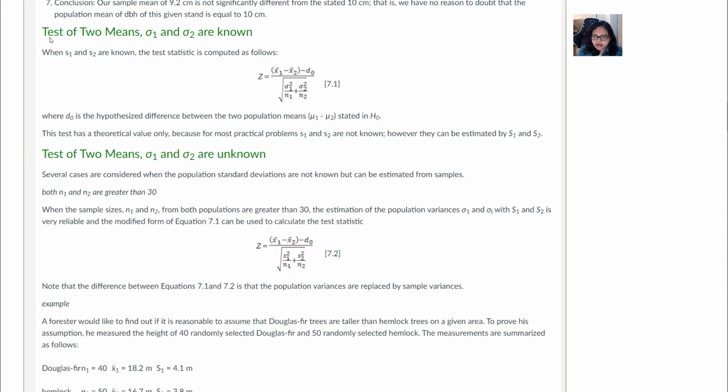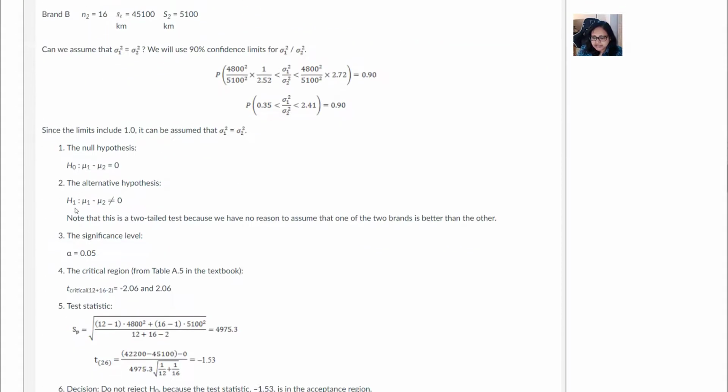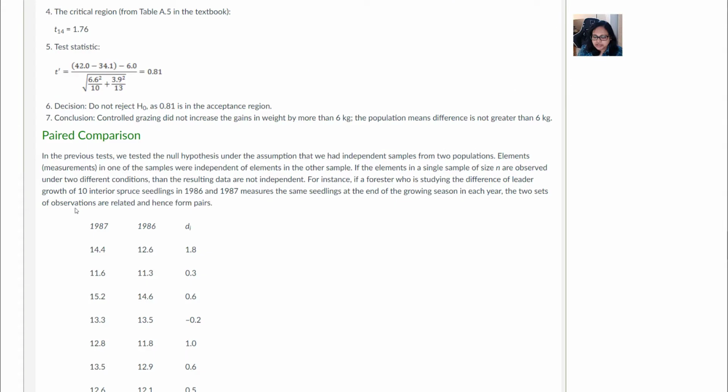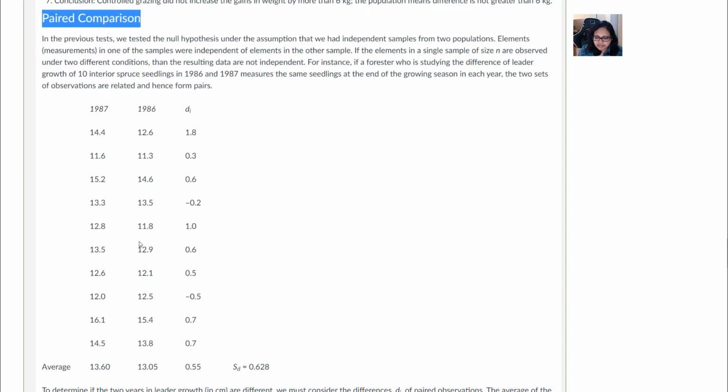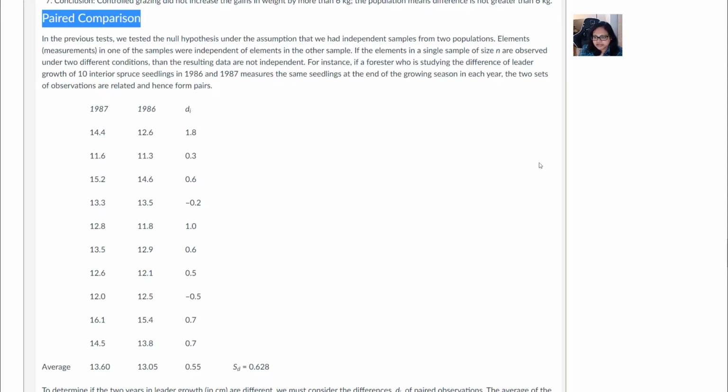Okay, so that's about testing the two means whenever standard deviations are not known. And then how about the sample sizes? How about whether the data set is actually dependent? Based on that, you have to decide on what type of testing you have to do, and then what would be the critical region, and then the testing.